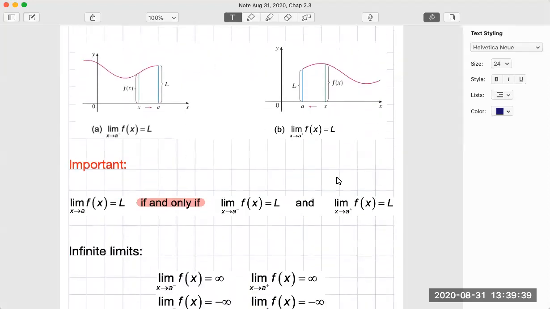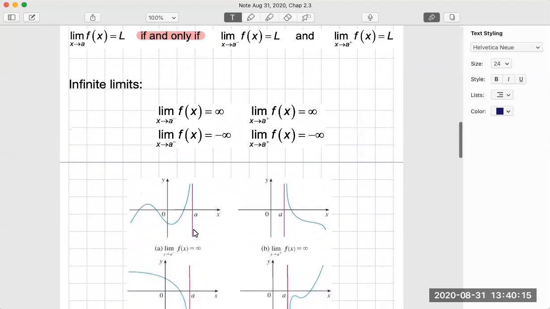A very important thing is that the limit at one point existing is equivalent to the following. I mean, the left side limit and the right side limit should both equal each other, and they're all equal to L. If either the left side limit does not exist or these two limits are different from each other, then the limit at a does not exist here. Okay.